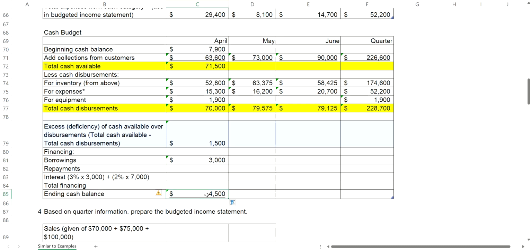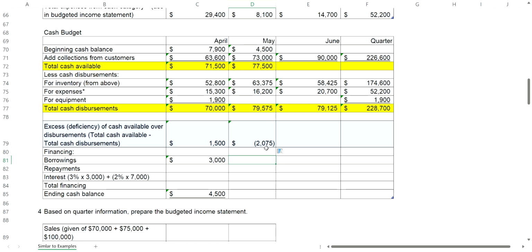Now that we have the ending balance on April 30th of 4,500, we can bring that up to our beginning balance on May 1st. Add that to the incoming cash. Okay, now again, I will subtract the numbers in yellow. I have 77,500 expected cash inflows minus 79,575. And notice that I am short $2,075.